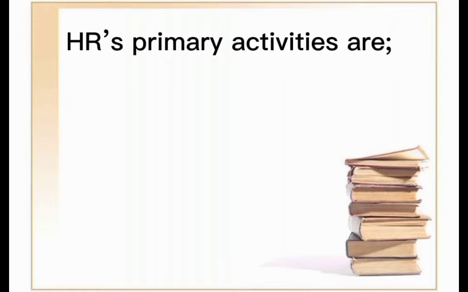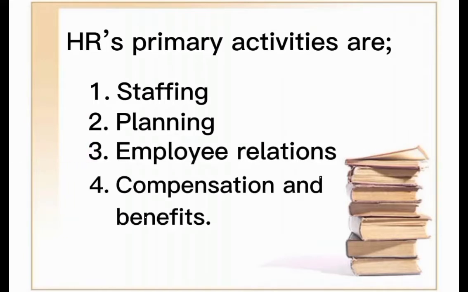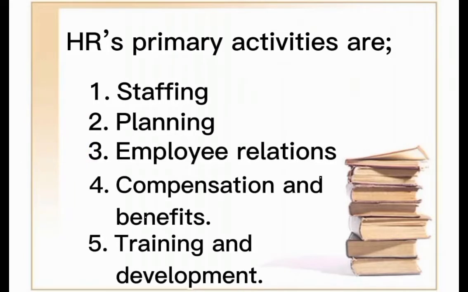HR primary activities include: 1. Staffing, 2. Planning, 3. Employee relations, 4. Compensation and benefits, and lastly, 5. Training and development. When we say staffing, it focuses on providing qualified new hires for the job. While planning is part of the strategic business plan, which is defined as an organization's process of defining strategy and direction and making decisions in allocating its resources to pursue the strategy, including its capital and people.